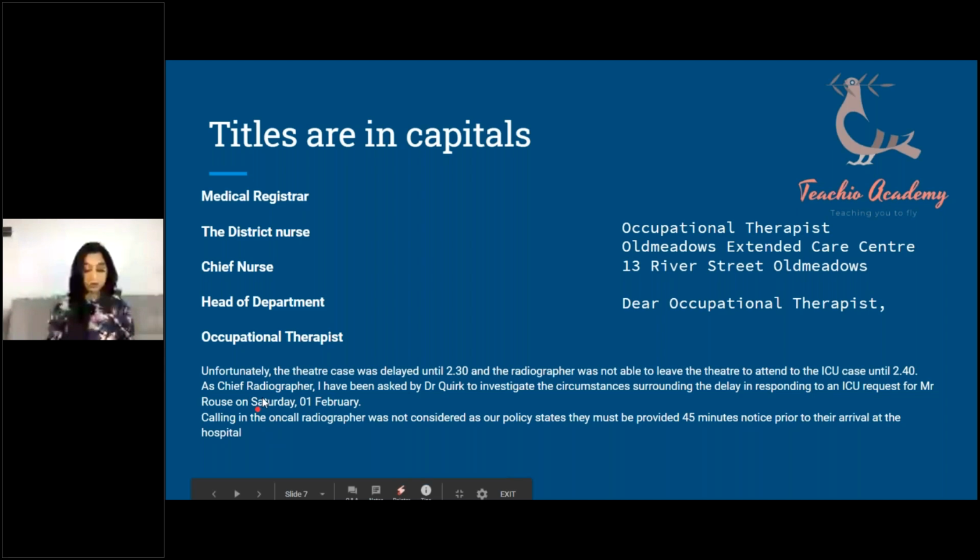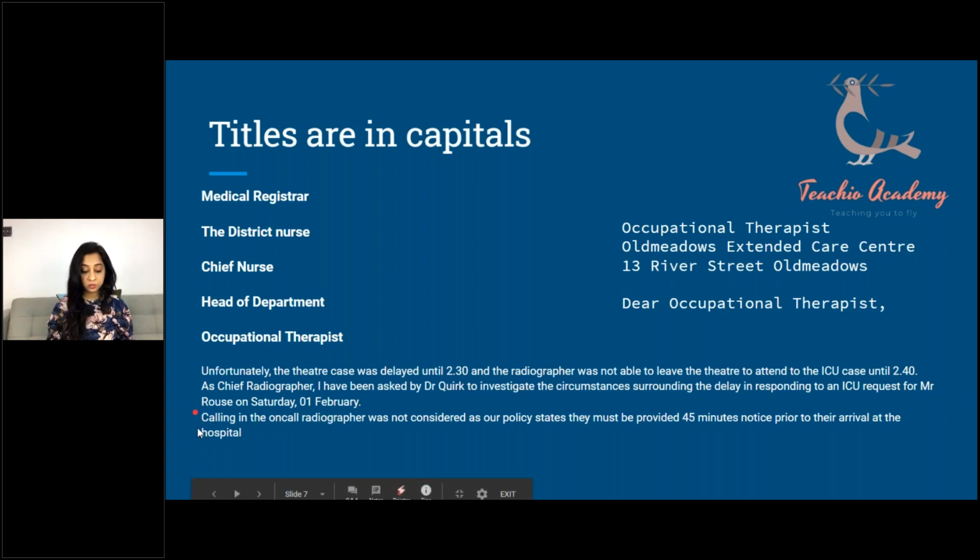On Saturday. So Saturday is a day of the week, so days of the week have to be in capitals as well. Comma, 1st February. So February is also a month, so months and days are also going to be in capital letters. Full stop.